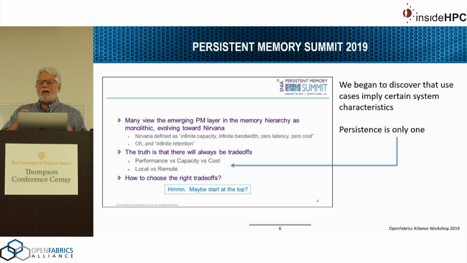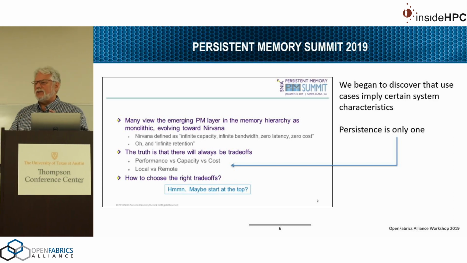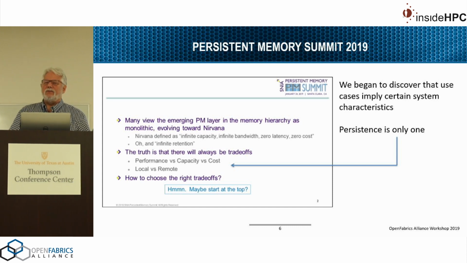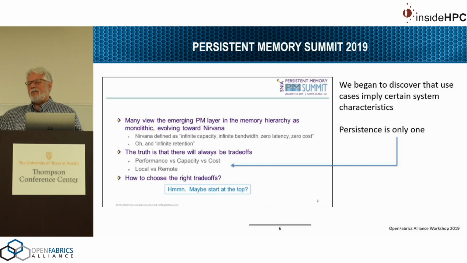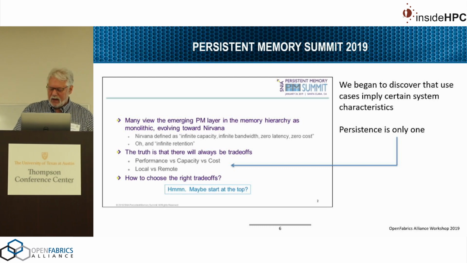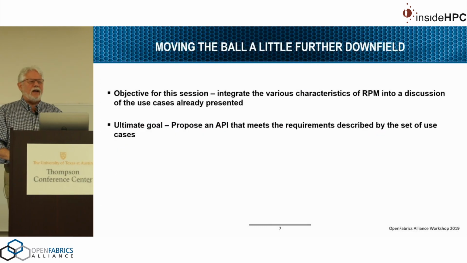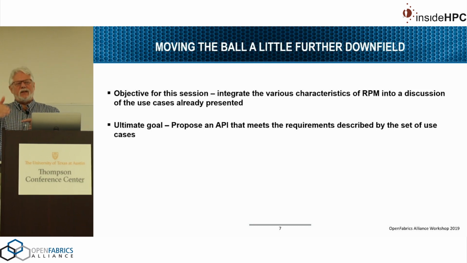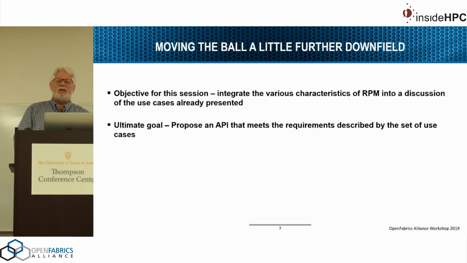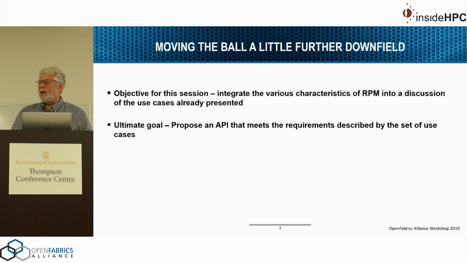So I wanted to take a look at other characteristics besides just persistence and see if that tells us a little bit about what these use cases might look like and how that's eventually going to map onto what the API should look like. So we're trying to move the ball a little bit further down the field. This is kind of a stepwise process. It's been going a little bit slow the past year. I expect that progress will pick up pretty significantly from this point forward.